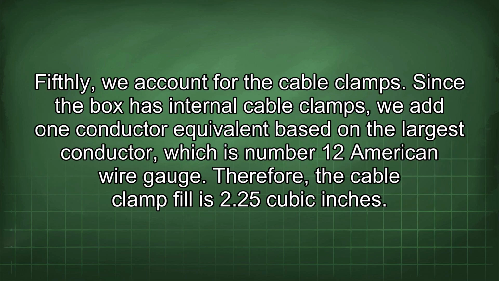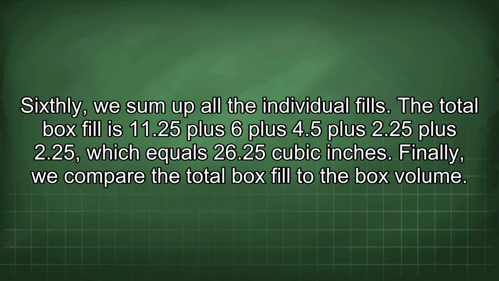Fifthly, we account for the cable clamps. Since the box has internal cable clamps, we add one conductor equivalent based on the largest conductor, which is number 12 American wire gauge. Therefore, the cable clamp fill is 2.25 cubic inches. Sixthly, we sum up all the individual fills.